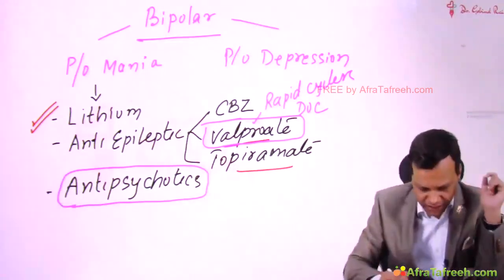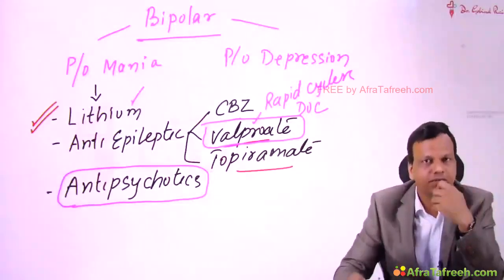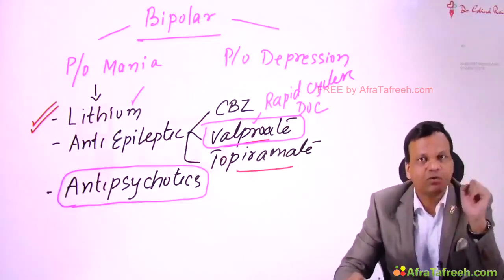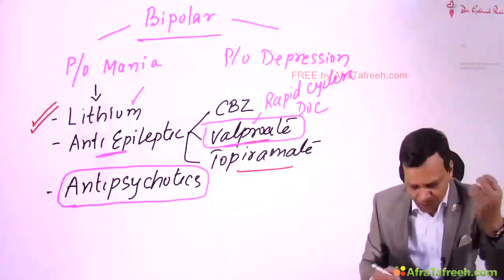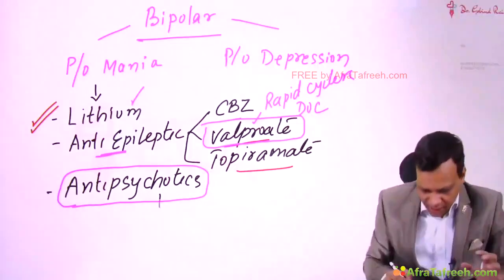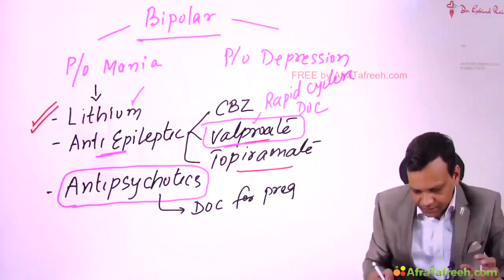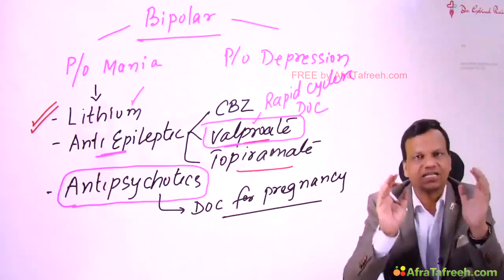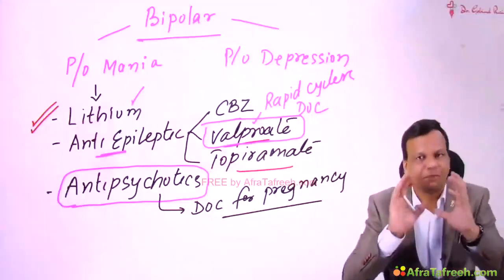Now, a special point to remember about antipsychotics. We know lithium is contraindicated in pregnancy because lithium causes Ebstein anomaly. All anti-epileptic drugs are also teratogenic. So the special point about antipsychotics is they are safe in pregnancy. So they are the drug of choice for bipolar disorder in pregnancy. Bipolar disorder in pregnancy, drug of choice are antipsychotic drugs. Okay, so these are the important drugs which are used to prevent mania.